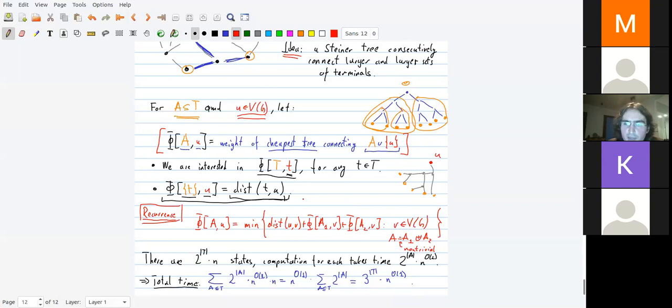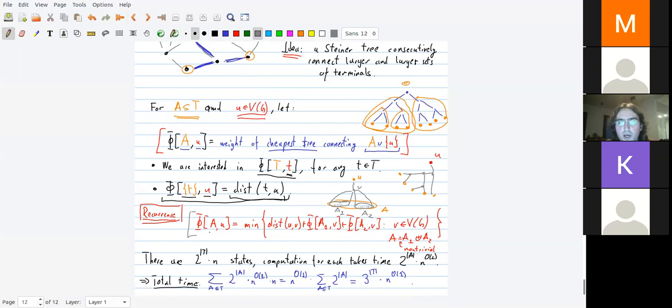And this is actually pretty simple. If I have here a vertex U, and here I've got my set of terminals A, then, as drawn on this picture, the optimum Steiner tree will go to some vertex V and then gather in this vertex V a subtree connecting some subset of terminals A1 and a subtree connecting some other set of terminals A2. And this will be a non-trivial partition of the terminals. This is essentially what is written here in this recurrence.